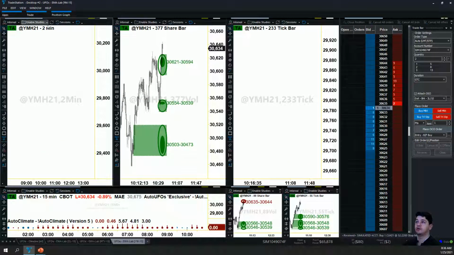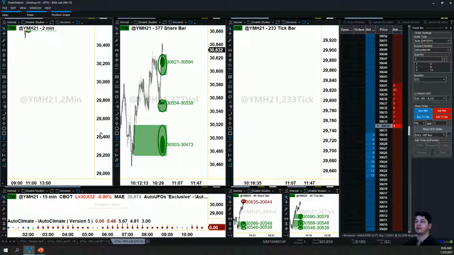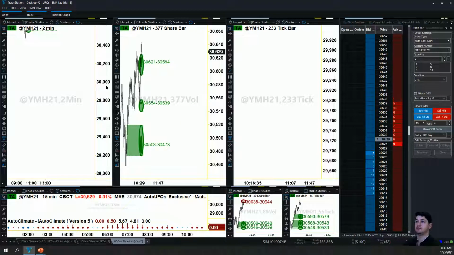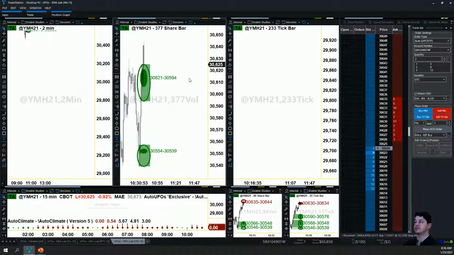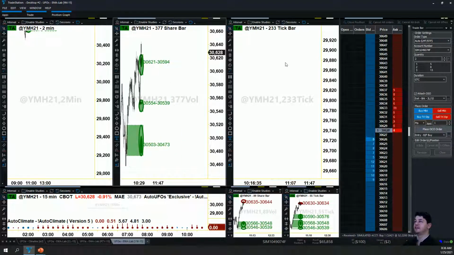Here we go. We got the Dow loaded. I don't know, something's wrong with my keyboard. It's just not working properly with TradeStation or something. I'm selecting this, but it's using this. Anyways.